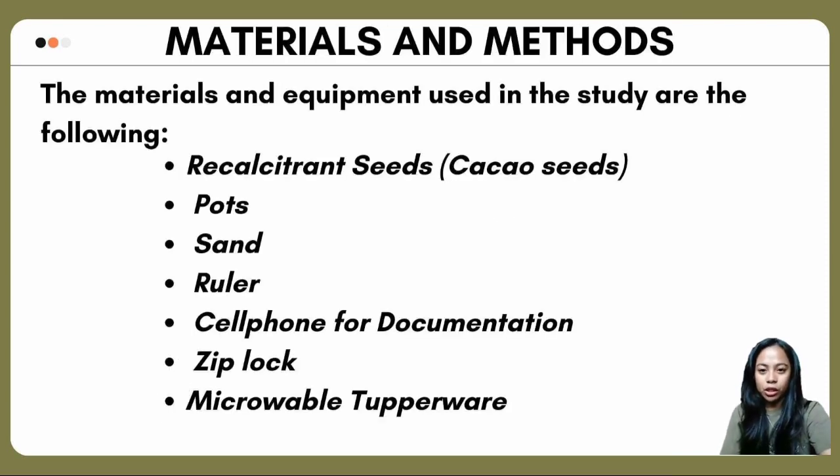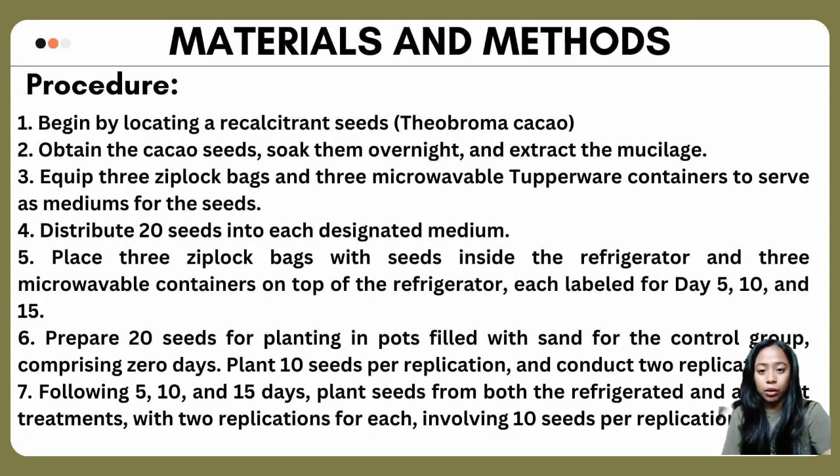Good day everyone. I'm going to discuss the materials and methods. First, begin by locating our recalcitrant seeds, which is Theobroma cacao. Second, obtain the cacao seeds and soak overnight to extract the mucilage. Third, equip 3 Ziploc bags and 3 microwavable containers as a medium for the seeds. Fourth, distribute the seeds to each designated medium.